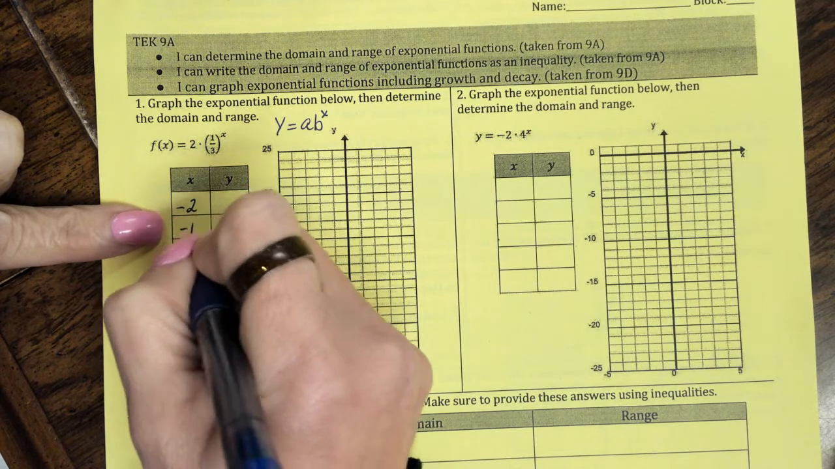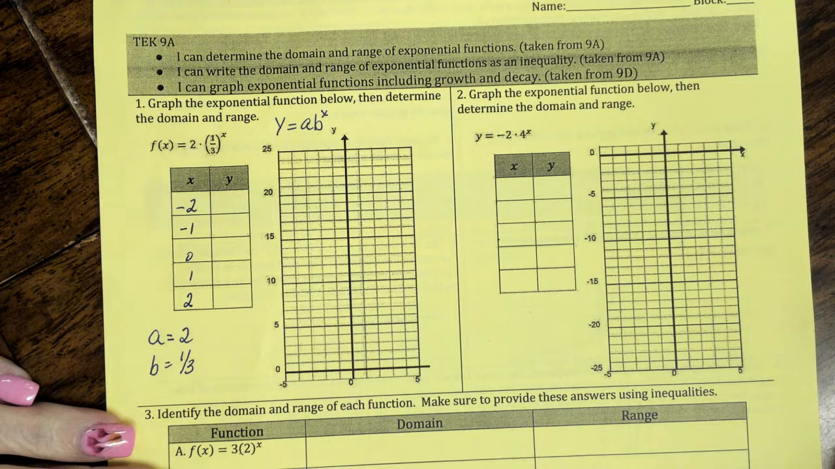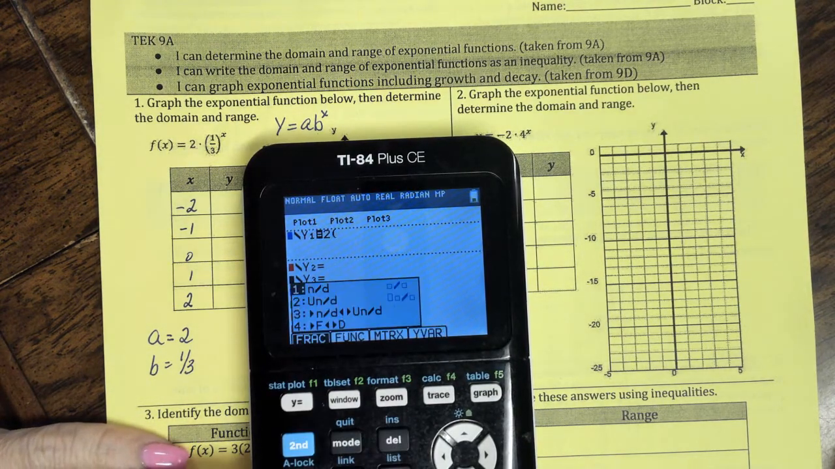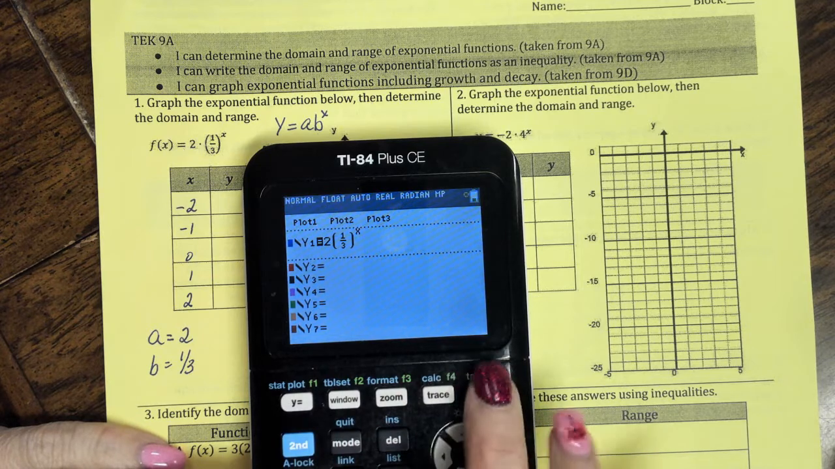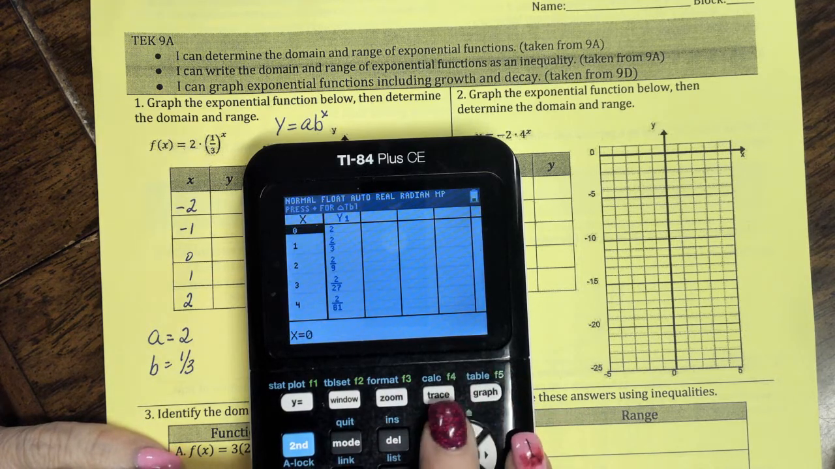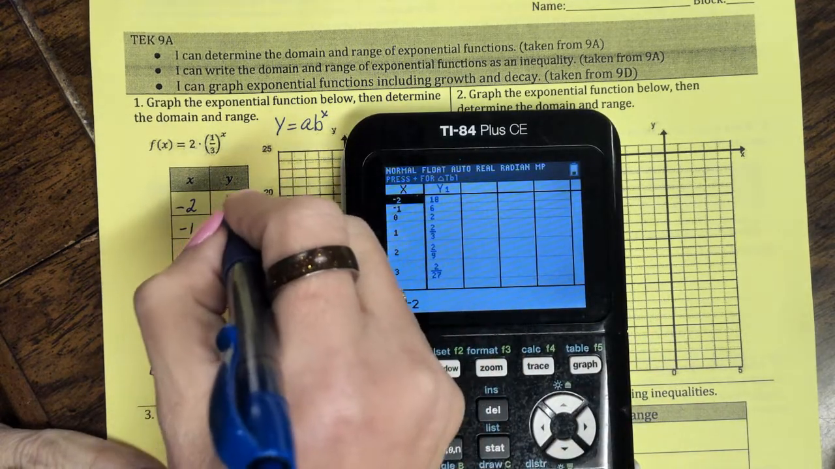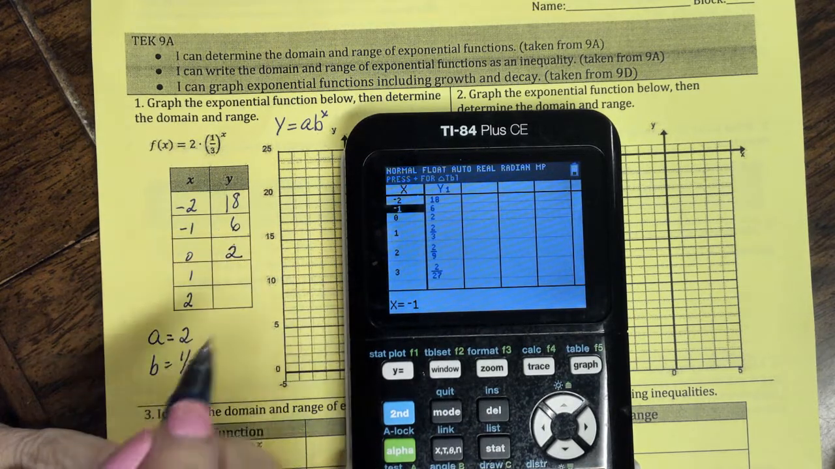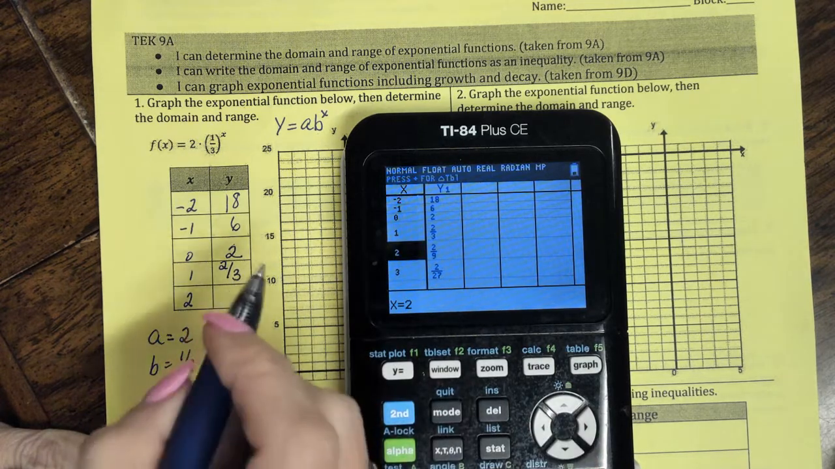I would take it if I want to graph it. Usually I do -2, -1, 0, 1, and 2. That's like the most common thing that I'll do when I work these. I'm going to put 2 parentheses 1/3 parentheses to the x power in my calculator. I'm going to go to the second table, and I'm going to go up to -2, which is 18. -1 is 6, 0 is 2, 1 is 2/3, and 2 is 2/9.